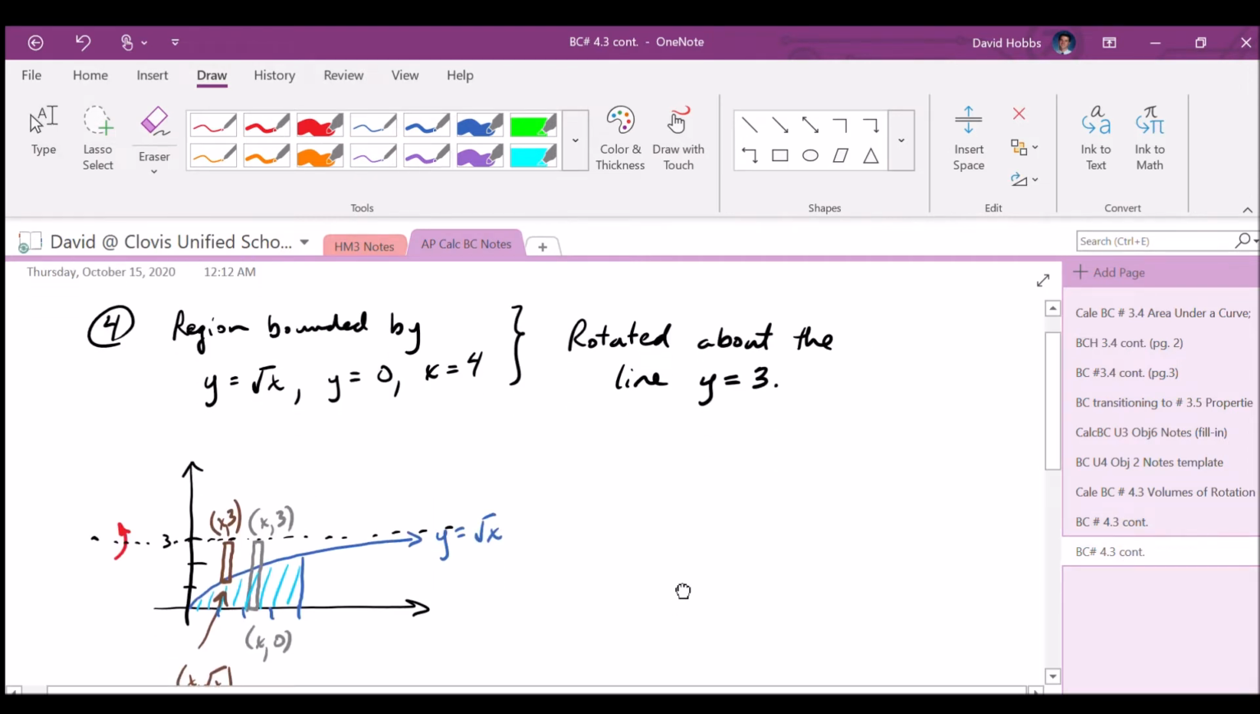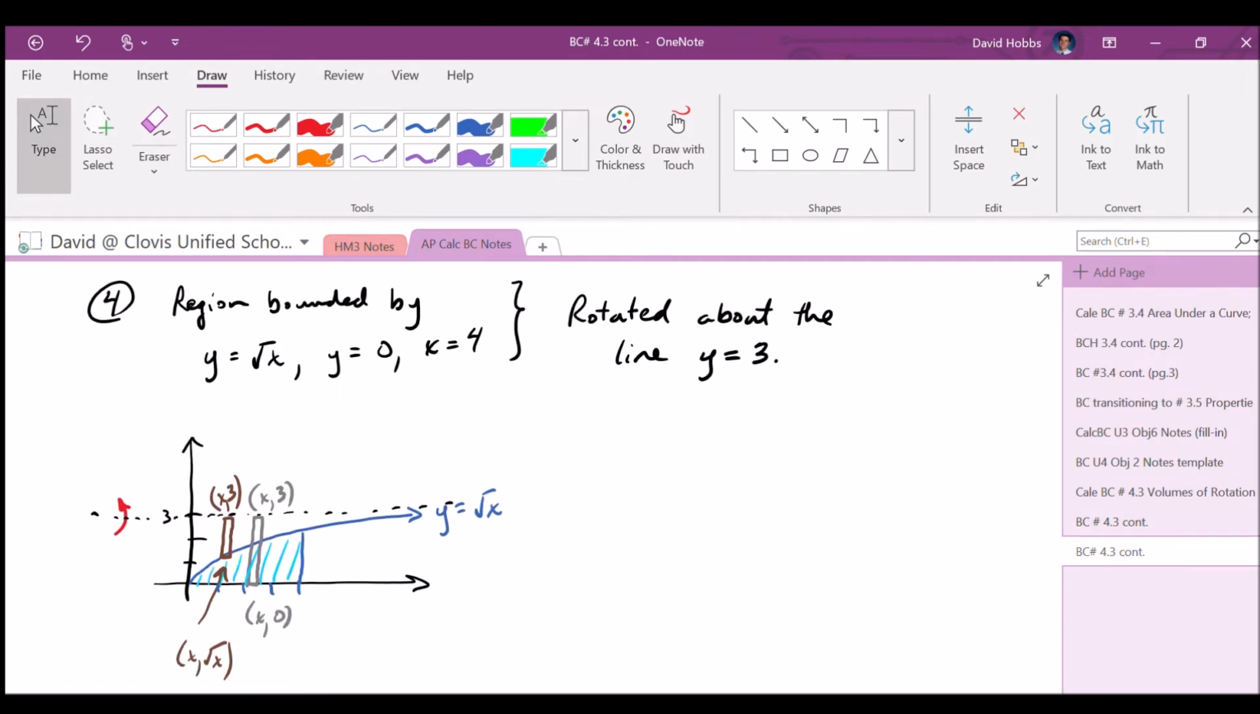Okay, moving on, problem number 4. Region bounded by, I'm going back to the region I used from problem number 1: y equals the square root of x, y equals 0, x equals 4. But this time we're going to rotate about the line y equals 3. It's so important to make sure that whatever line they tell you, it's not always the x-axis or the y-axis. It's so sad when I see somebody who doesn't graph a line accurately. Make sure you know if it's horizontal or vertical. Y equals 3 is a horizontal line, elevation 3.